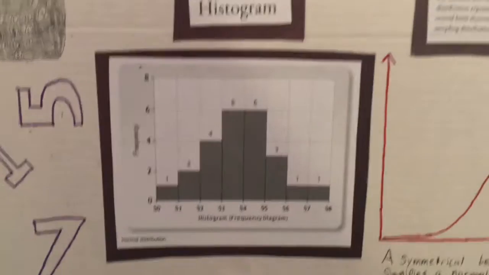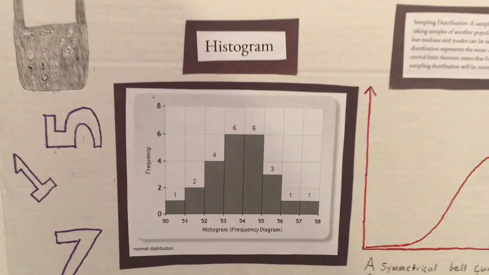A histogram is a type of frequency diagram. A frequency diagram graphs the number of occurrences of each value. So this histogram doesn't mean their heights are 1, 2, 4, and 6. It means that the height of 53 showed up 6 times, for example.